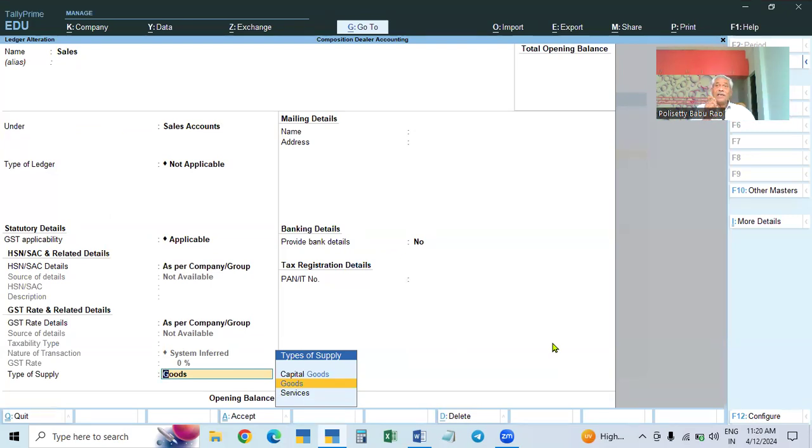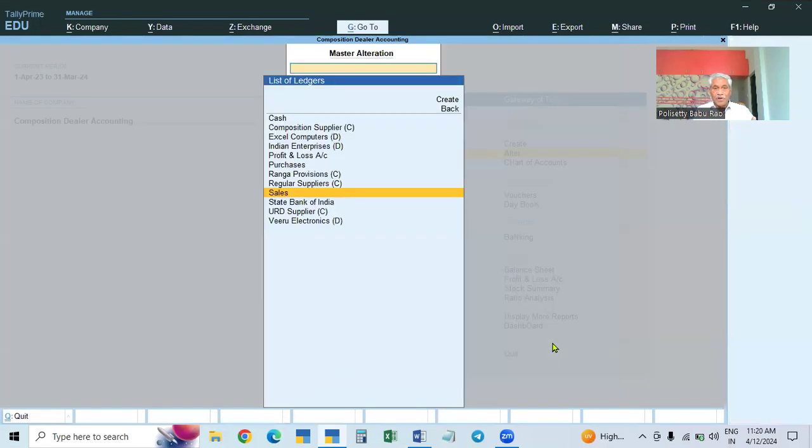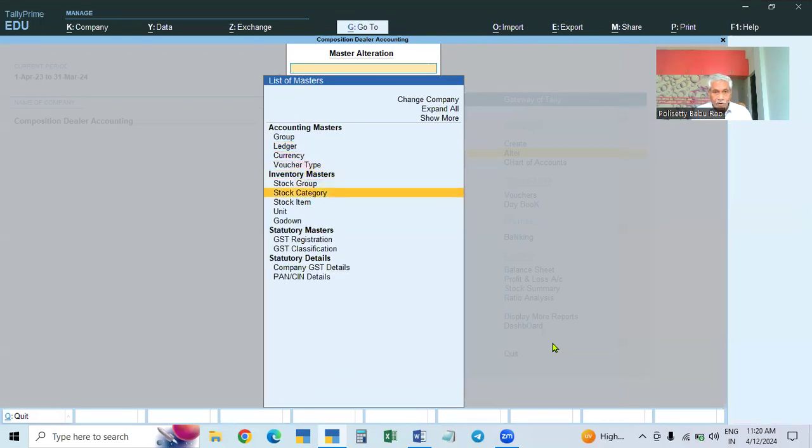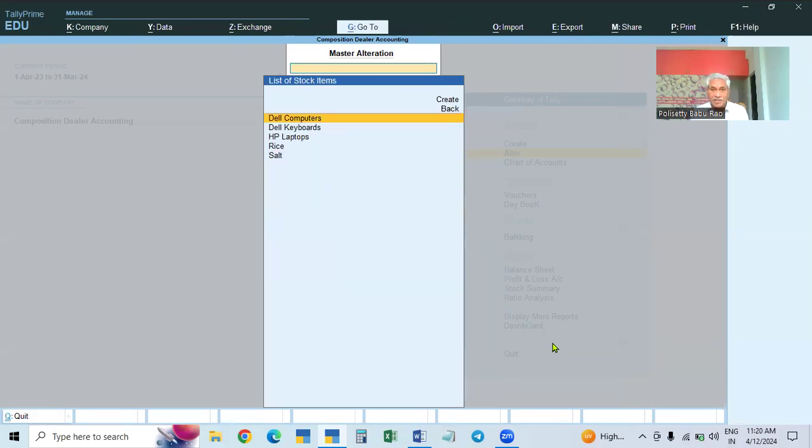And the applicability, taxable, nil rated, exempted, will be due to the stock items. Okay, so this is created. Only for sales we'll show applicable; for purchases, not applicable. Then this is over, and we'll go to stock items. That is the inventory master. In stock items, we have to show which items are taxable and which are not, that is, nil rated or exempted.